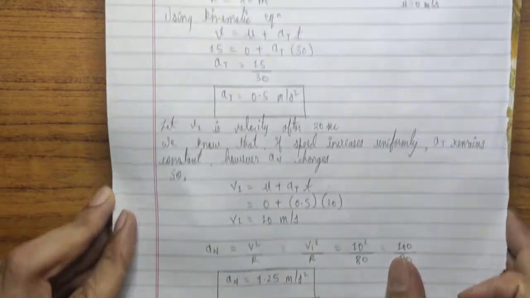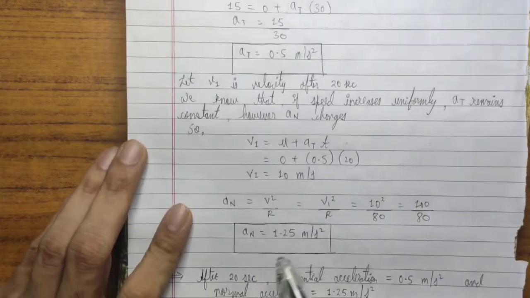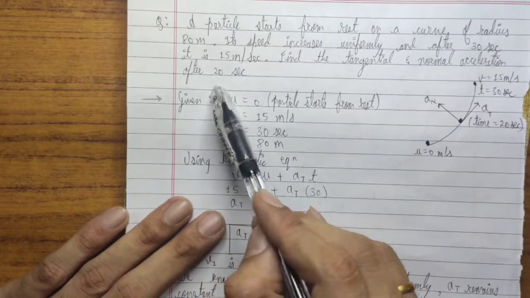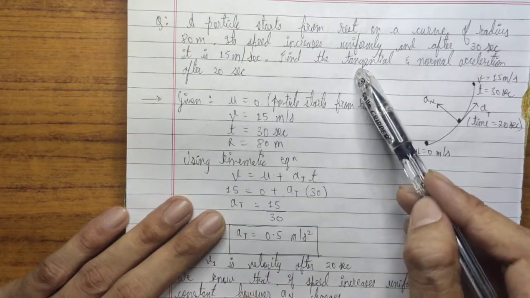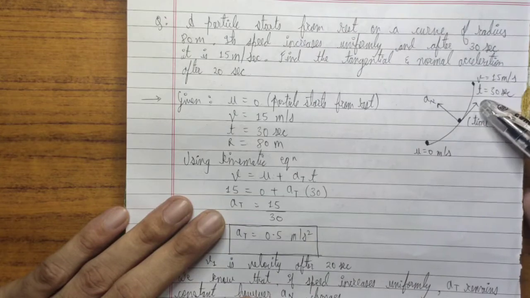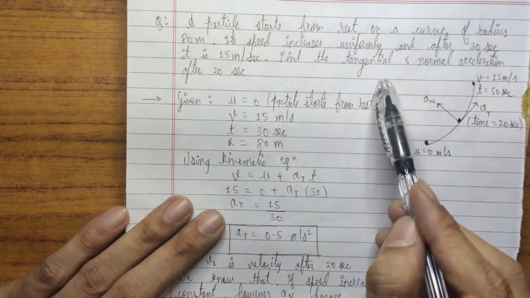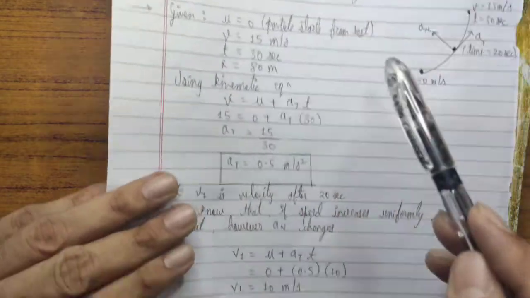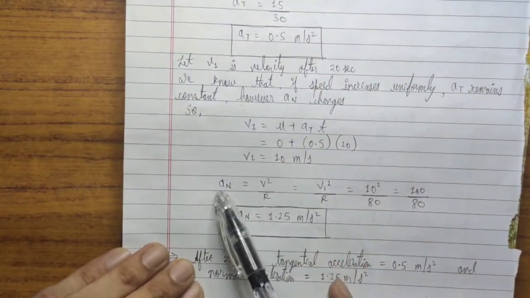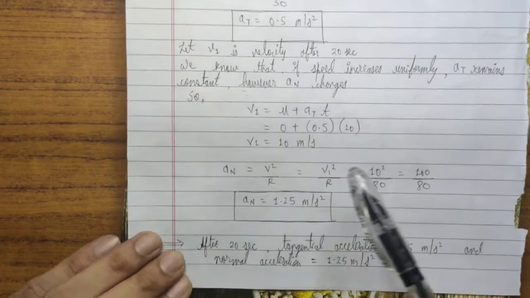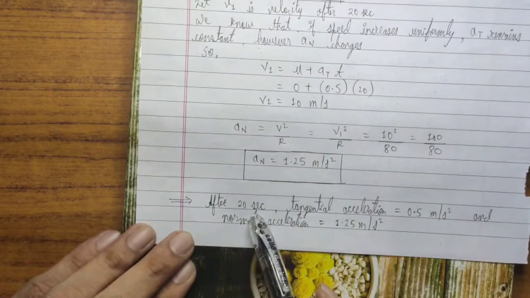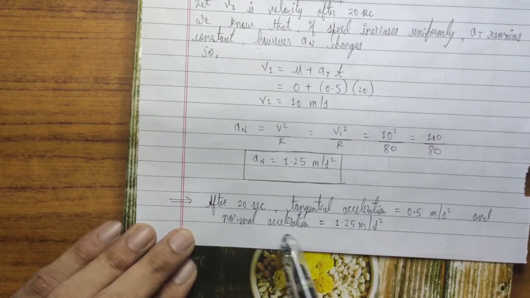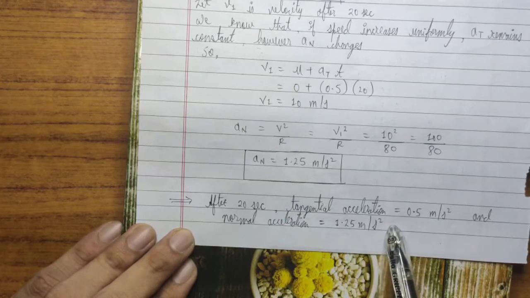So you have calculated tangential acceleration as well as normal acceleration after 20 seconds. Tangential acceleration will remain constant at 20 seconds, at 30 seconds, at 25 seconds, at 10 seconds. But the normal acceleration will change with respect to time. So first we calculated the velocity, and from the velocity we calculated the normal acceleration. Finally you can write a statement that after 20 seconds tangential acceleration is equal to 0.5 meter per second square and normal acceleration is equal to 1.25 meter per second square.